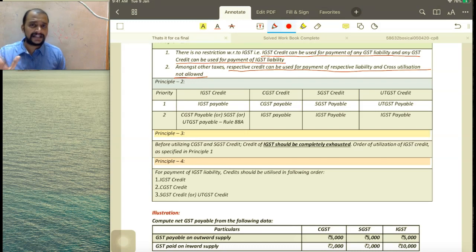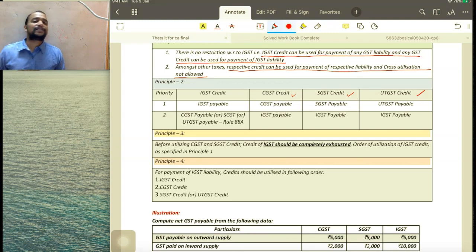So there is no restriction now with respect to the order of utilization. So first for IGST payable. Now whatever remaining IGST credit I have, I can use it between CGST, SGST and UTGST in any manner and in any proportion. Then CGST credit, SGST credit and UTGST credit, with respect to these three, first for payment of respective liability and then only for IGST payable. This is principle number 2. Now, what is that you need to remember for principle 1?